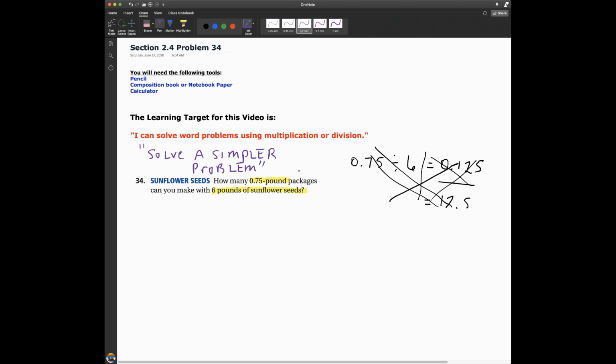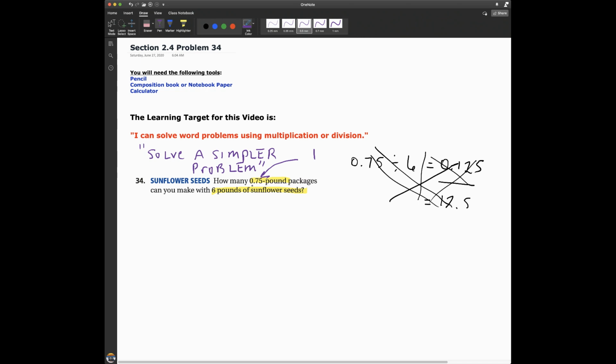The simpler problem is going to be, let me change that number, 0.75, to 1. So how many 1 pound packages can you make with 6 pounds of sunflower seeds? And your brain goes, that's easy, Mr. Odom. The answer is 6. Why are you trying to fool me? That's an easy problem. It would be 6.